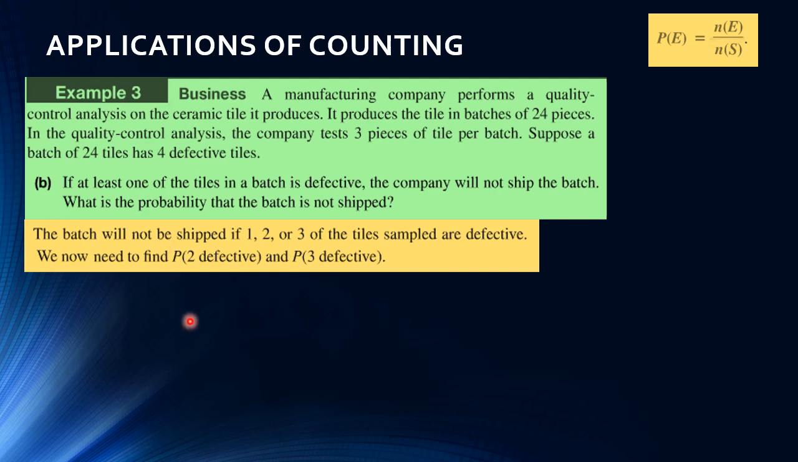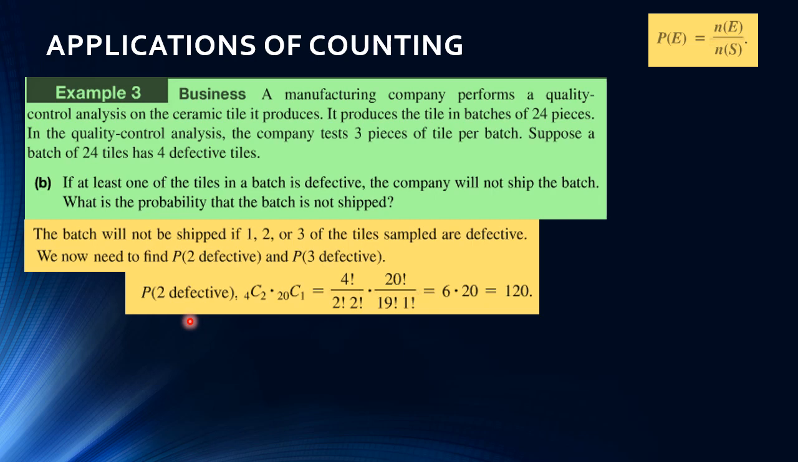The batch will not be shipped if 1, 2, or 3 of the tiles are defective. We now need to find the probability that 2 are defective and the probability that 3 are defective. Because we already found the probability that 1 is defective in the previous problem, that's why we're not finding it here. So the probability that 2 are defective means that we have 2 defective tiles out of the 4, and we have 1 not defective tile out of the 20. And we get 120 for that. So the probability is 120 divided by the number of possible outcomes in the sample space.